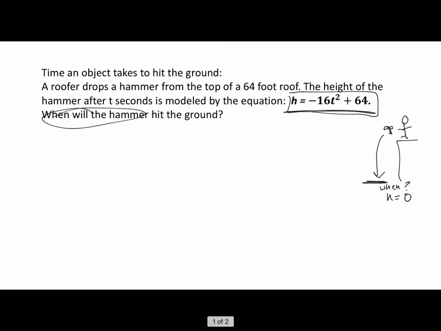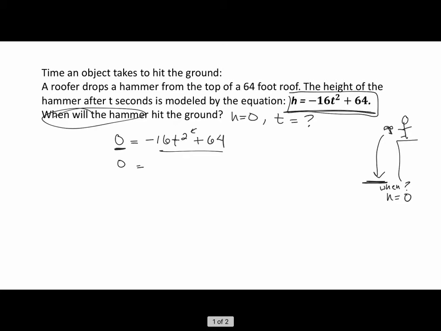Okay, so what they're telling us is if the height equals 0, when will the hammer hit the ground? So what is the time that happens, t? All right, so let's make h 0 in this equation, negative 16t squared plus 64. And this is a quadratic equation, degree 2. So that means we want 0 on one side. Great. And we want to completely factor the other side.